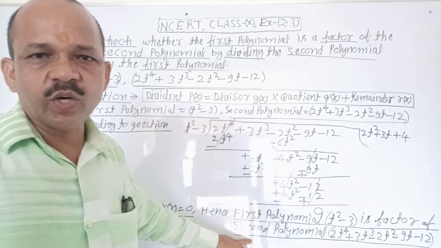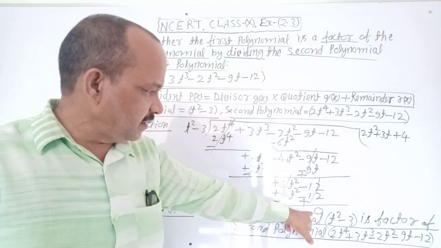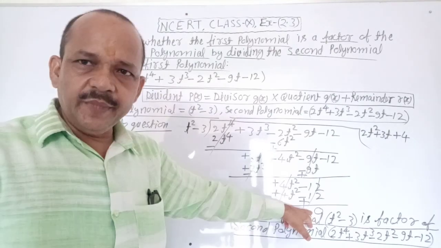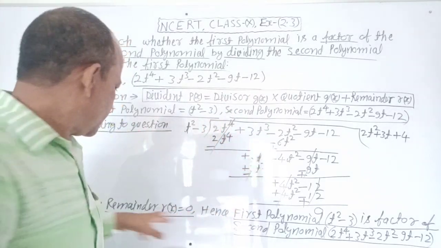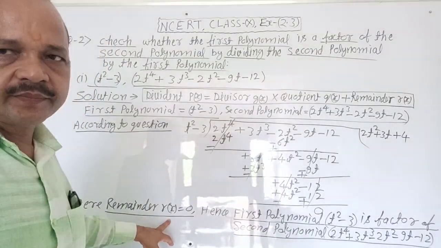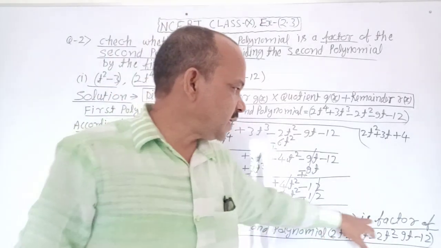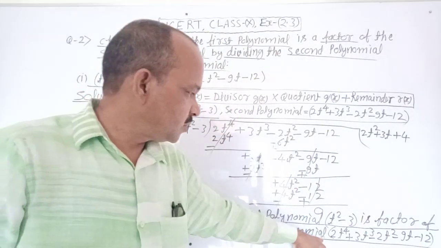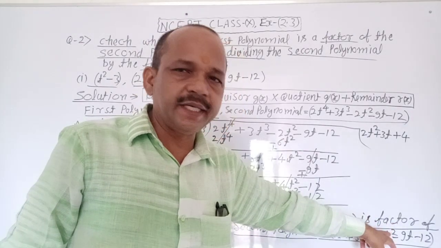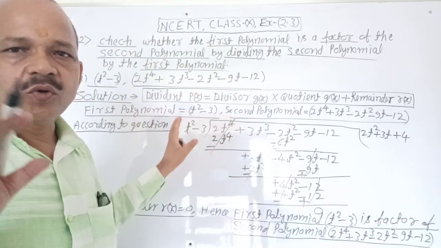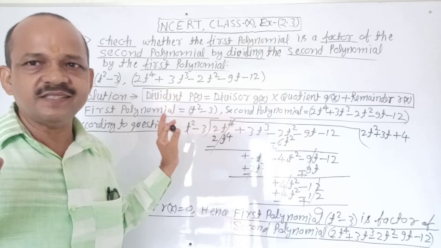It is clear? No confusion about it? Very good. Your solution is clear? You find remainder 0. It means the first polynomial is a factor of the second polynomial. Clear? Here remainder r(x) equals 0. Hence the first polynomial t square minus 3 is a factor of the second polynomial 2t power 4 plus 3t cube minus 2t square minus 9t minus 12. It is clear? No confusion about it? Very good. Solution is clear? It is easy? Very good.